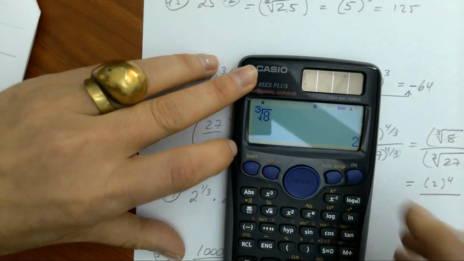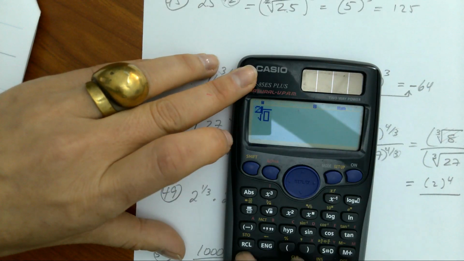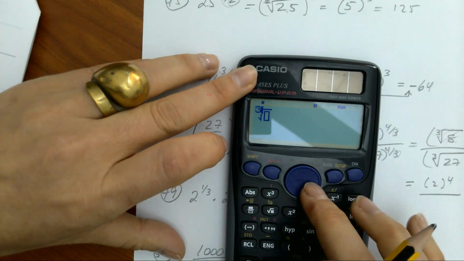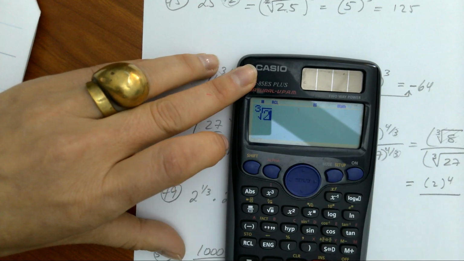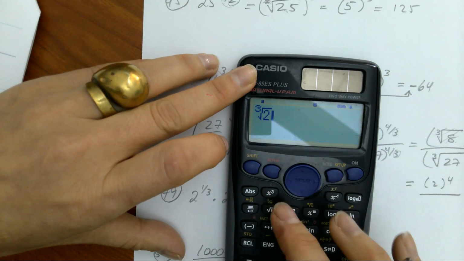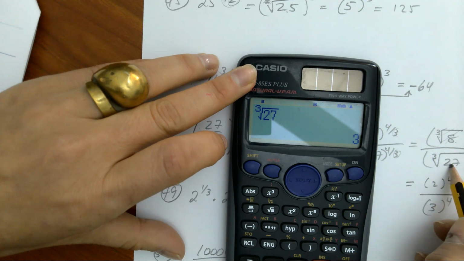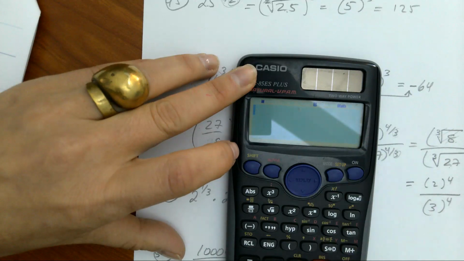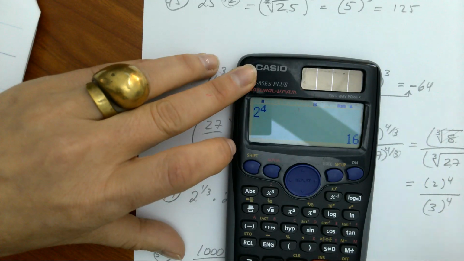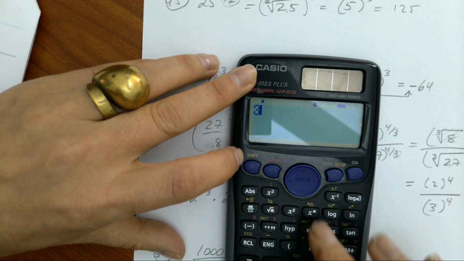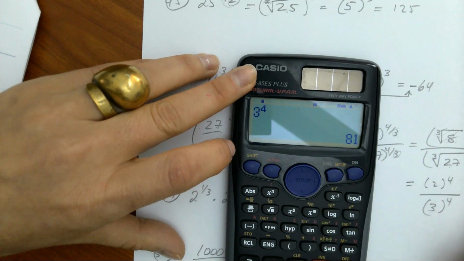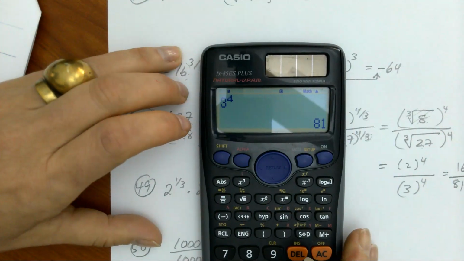The third root of 27. Oops. 27 is 3, because 3 times 3 times 3 is 27. So 2 to the power of 4 is 2 times 2 times 2 times 2, 16. And 3 times 3 times 3 times 3 is 81. Oops, you can't see that. Oh, you couldn't see it.